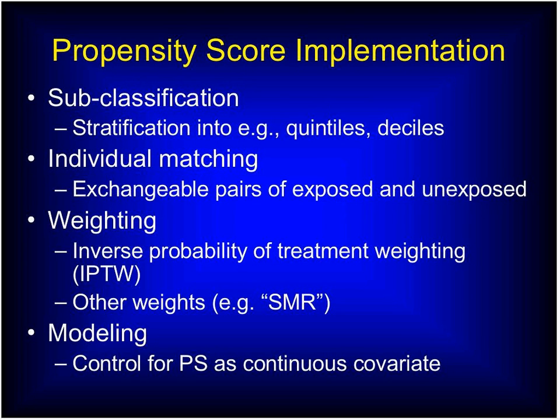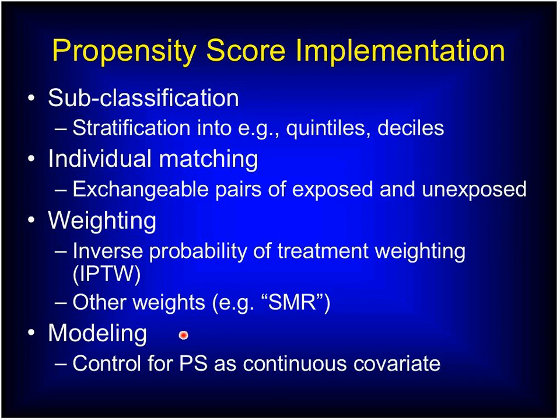So how do we implement the propensity score once we have estimated it? We can subclassify on the propensity score by stratifying in quintiles or deciles. We can do matching on the propensity score. Individual matching is most often used, which leads to exchangeable pairs of treated and untreated. Sorry for the old notation here. That obviously applies to exposed and unexposed and other things. And we can do weighting. The most commonly used is inverse probability of treatment weighting, but you may have heard that there are other weights, for example, the SMR weight that can be used.